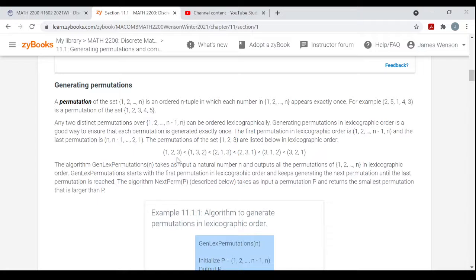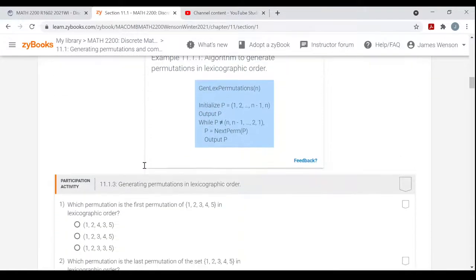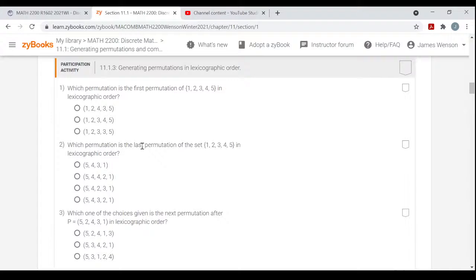The lowest would be 1, 2, 3, then 1, 3, 2, then 2, 1, 3, then 2, 3, 1, then 3, 1, 2, then 3, 2, 1, the highest. Right. So they discuss how to do that down here, right?